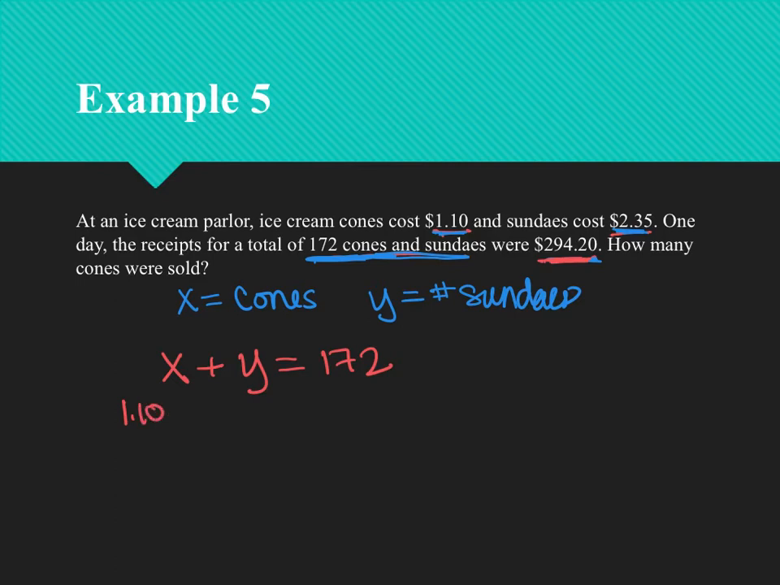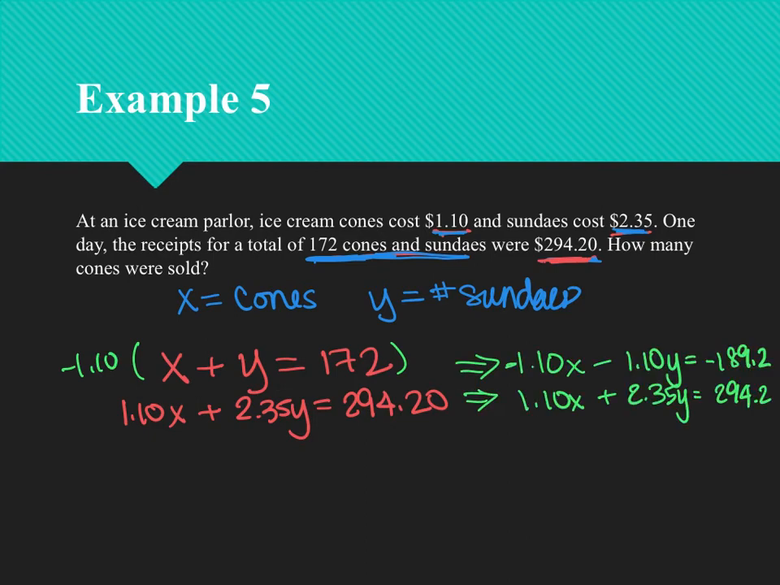So here we have 1.10 times x, which is the number of cones that were sold, plus 2.35y, which is the cost times the number of sundaes that were sold, and that should give us a total of 294.20. Now what you've got is two equations with two unknowns, and I would probably just use elimination to solve these. So to do this, I'm going to eliminate my x values, and I'm going to do that by multiplying this top row by a negative 1.10, and this will give me these two equations right here.